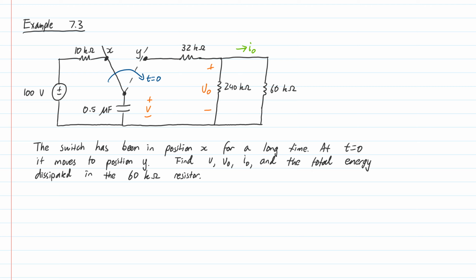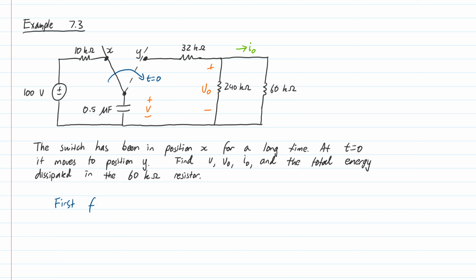The question asks us to find a few things. We're asked for the voltage on the capacitor, the voltage across the 240 kilo ohm resistor, the current labeled as I0, and also the total energy that gets dissipated in the 60 kilo ohm resistor. So let's go ahead and solve this question. The first thing we need to do is find the initial conditions. Remember, the initial condition will be the voltage on the capacitor.